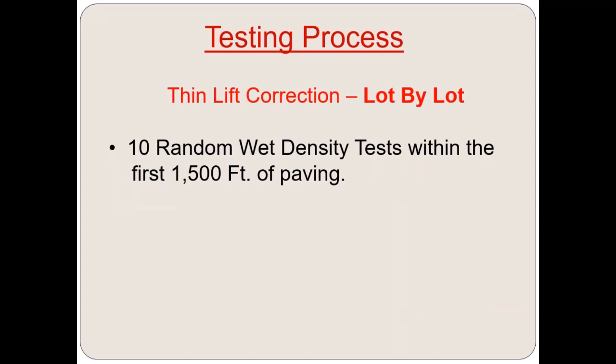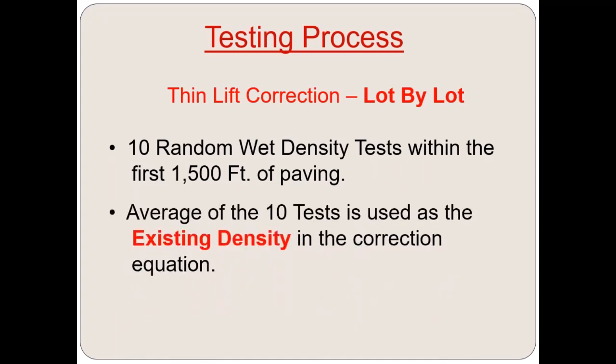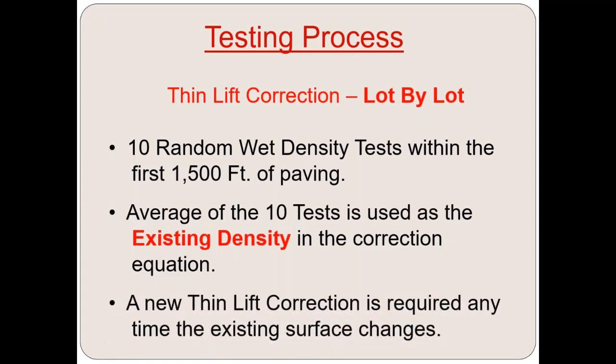For a lot by lot project, the thin lift correction is going to be 10 random wet density tests within the first 1,500 feet of paving. An average of these 10 tests will be used as the existing density value in the correction equation. And then any time that the surface changes, a new thin lift correction will be required. If you're going from a milled surface to a scratched surface, that's a condition change, so you'll need a new thin lift correction on the new surface.